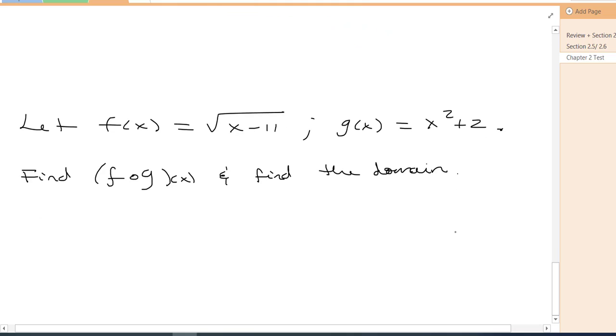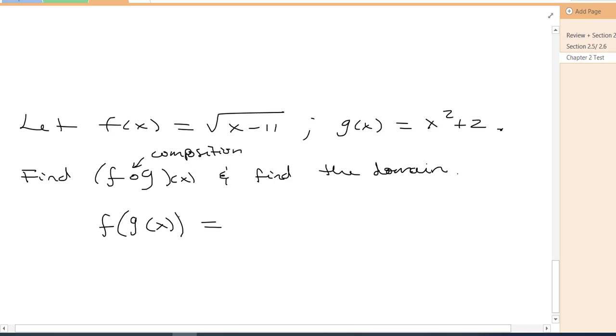So that's our task. So let's see. This f circle g, that's the composition. That's the notation for composition of functions, which we can then write as the more commonly used f of g of x, and find what this is.